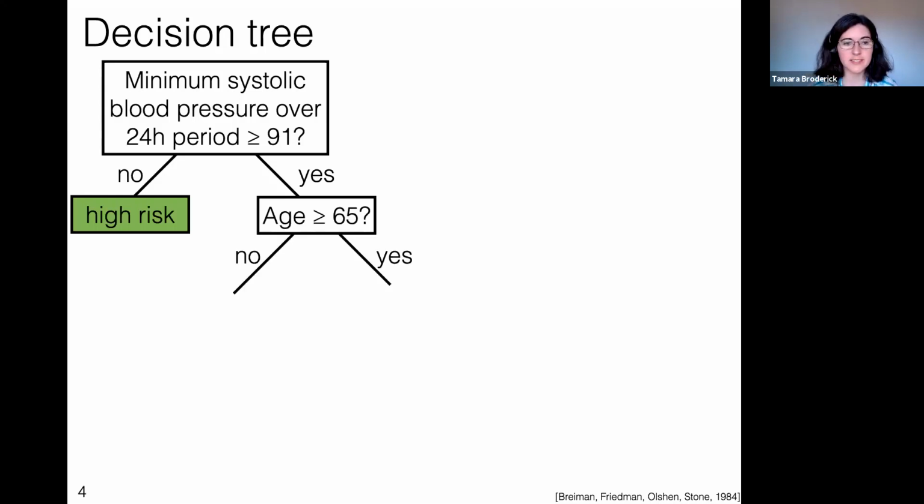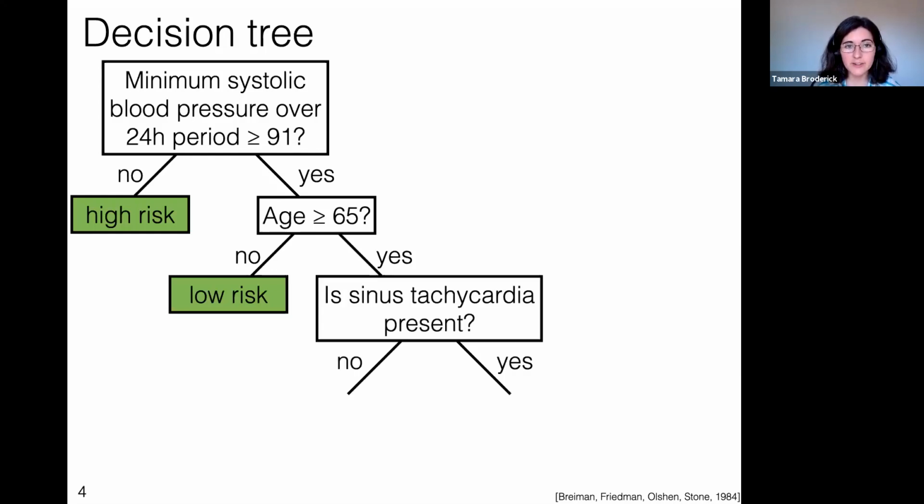The question is, is the patient's age greater than or equal to 65? A patient who is a bit older might be riskier. So if this patient has an age less than 65, then we might just consider them low risk at this point. They're probably going to be okay. But if they're greater than 65, we have yet another question we're going to ask.